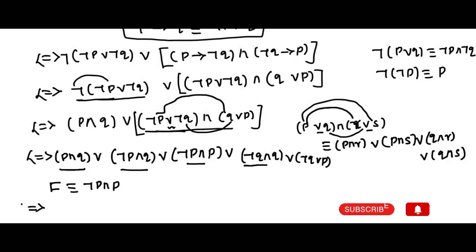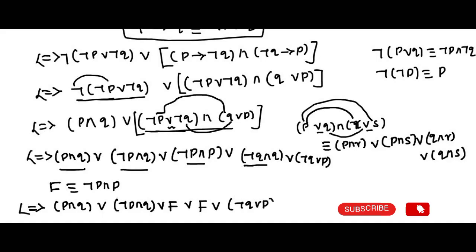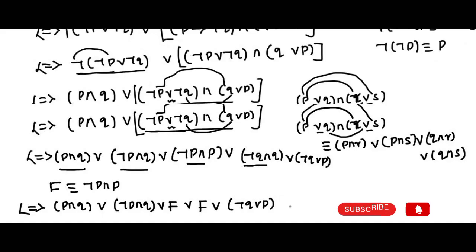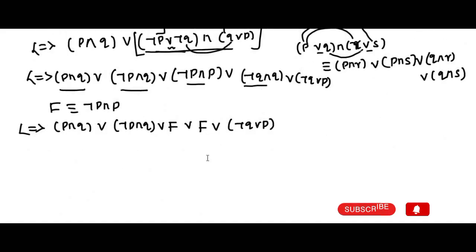The right step is P and Q, or negation P and Q. This is also not a min term. So using the inverse property, we get F or negation Q or P. Now use the identity property: whenever we multiply F or into any variable, we get the variable only.